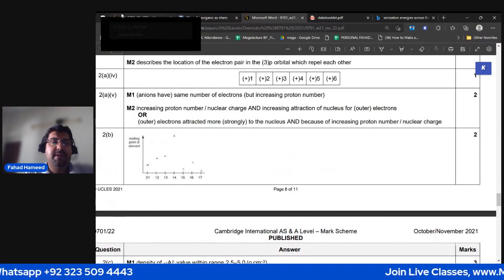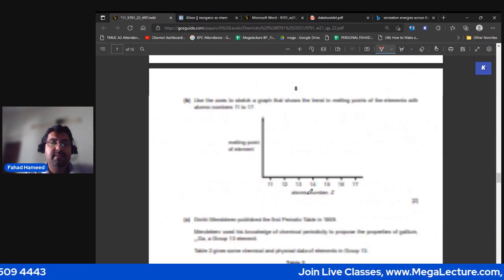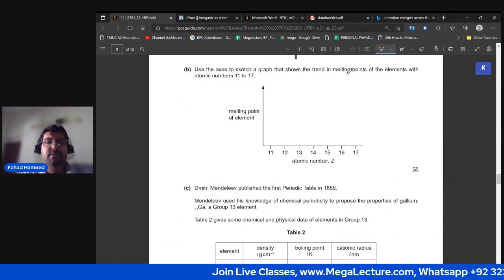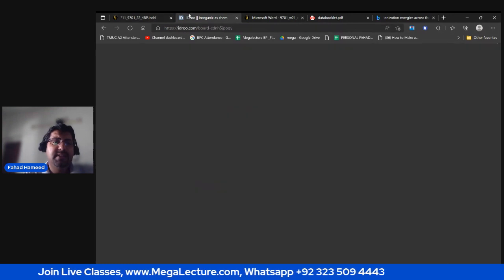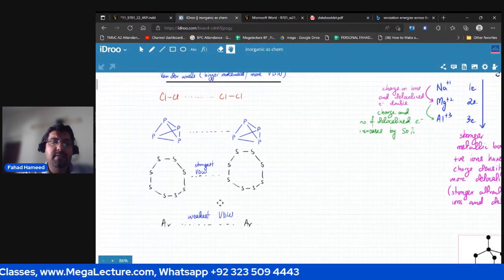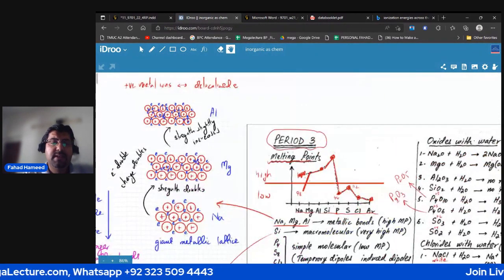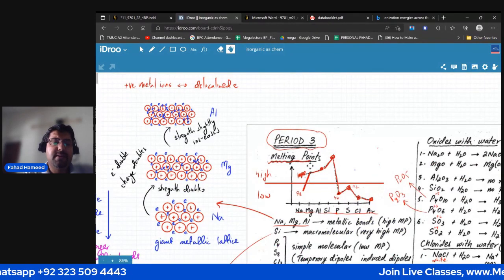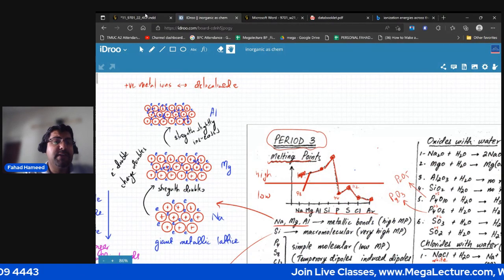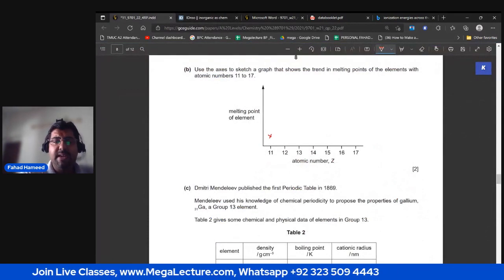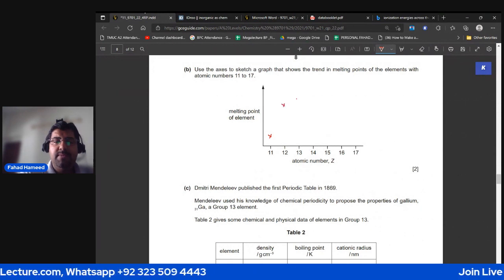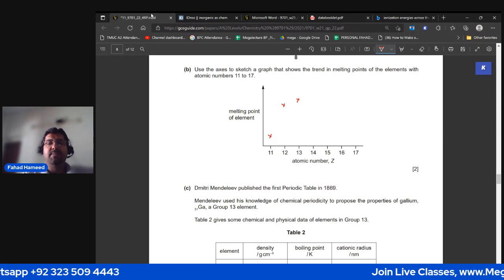Now the next part is use the axes to sketch the graph to show the trend in melting points of the elements with atomic number 11 to 17. So we just did describe that over here. You just have to plot this 11 to 17. So that's sodium, which has a low melting point, magnesium, and then you've got aluminium. So sodium is going to be somewhere at the bottom. Sodium has a melting point of 98. Magnesium and aluminium will have relatively higher melting points compared to sodium.